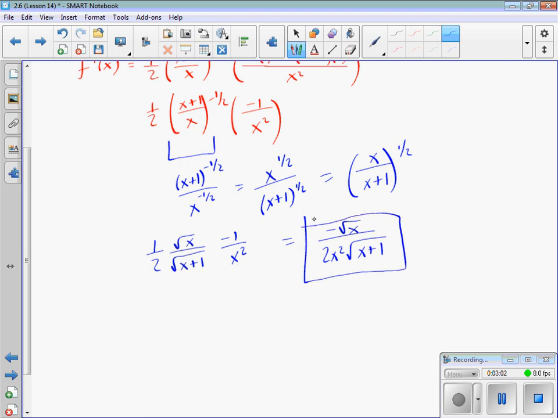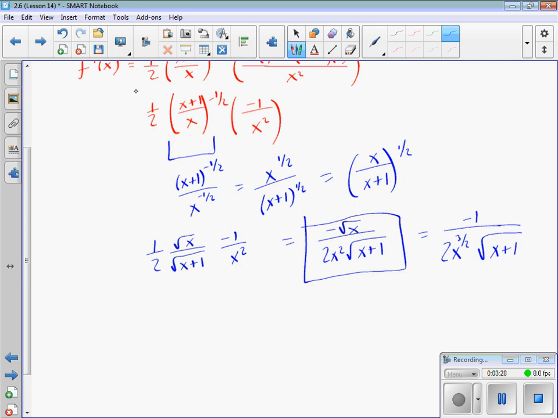And you could simplify it just a little bit, because this is x to the half and this is x squared. So what do you do with those exponents? You subtract them. So this could be written as negative 1 over 2x to the, what, 3 halves, and then square root of x plus 1. So those are equivalent to each other. I'm not sure what the back of the book does there.